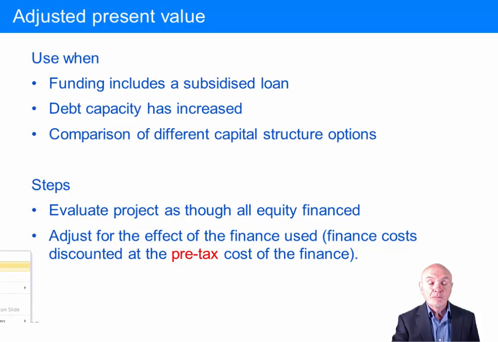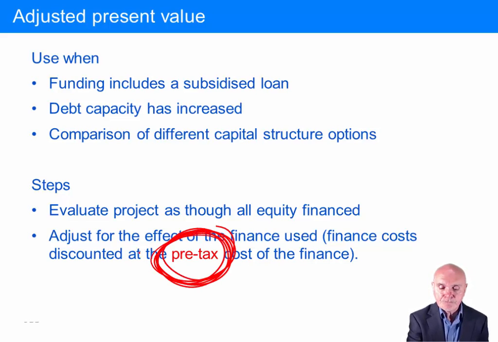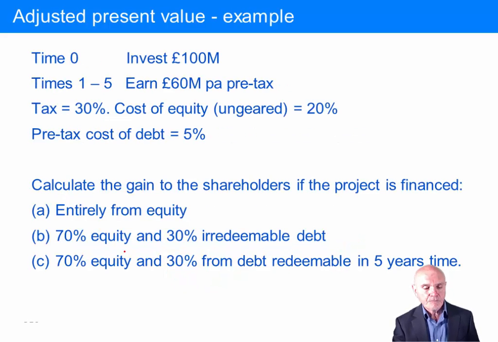You have to, first of all, evaluate the project as though it's all equity finance, so there are no finance side effects, and then you adjust for the effect of the finance used. And the key to all of this is that the finance costs are discounted at the pre-tax cost of finance. And I'll explain as we're going along why we need this adjustment here.